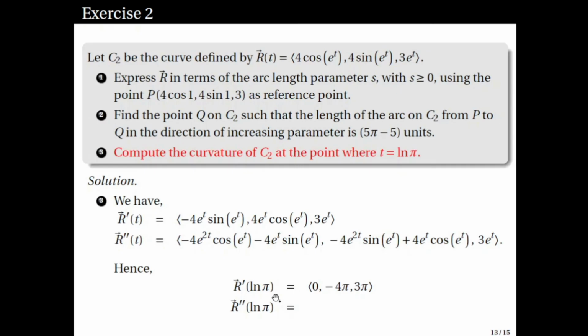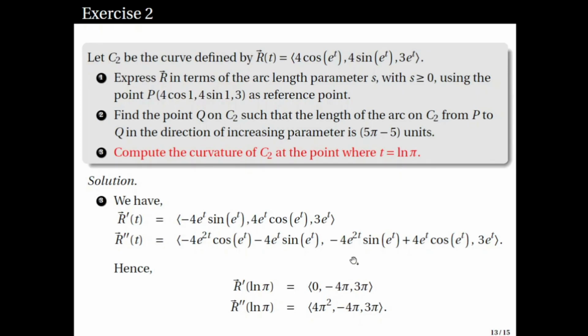Similarly, you substitute ln pi here. If you have e to the 2t, you'll get e to the 2 ln pi, or e to the ln pi squared, which is just equal to pi squared. You have negative 4 pi squared cosine pi. So cosine pi is just negative 1, and that's 4 pi squared. And you have here minus 4 pi sine pi, which is just 0. So the first coordinate is 4 pi squared.